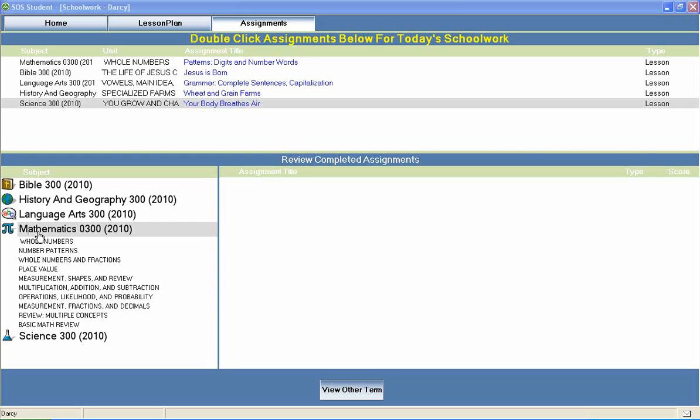In Switched On Schoolhouse 3rd grade math, your students will study units that cover basic elementary math topics like whole numbers, place value, measurement, shapes, and review, operations, likelihood and probability, measurement, fractions and decimals, and much more. Now let's take a look at a 3rd grade math lesson to see how concepts like these are covered.